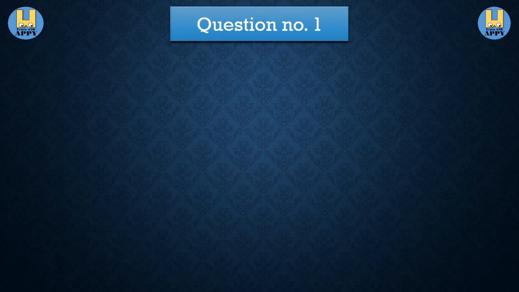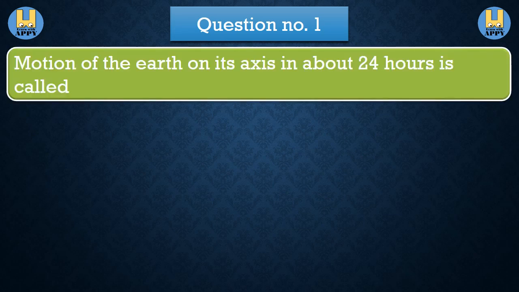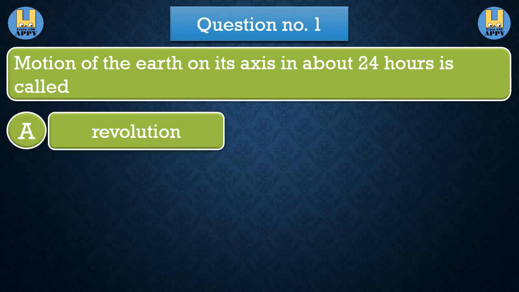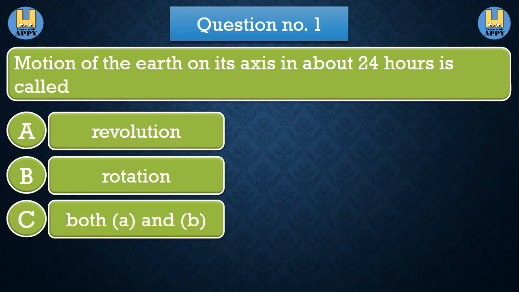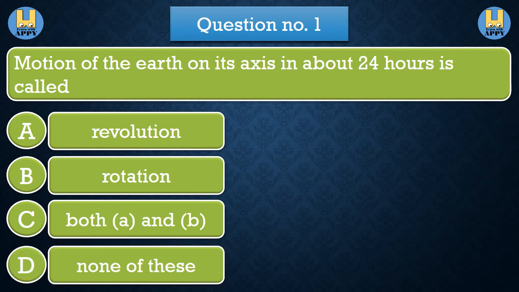Question number 1. Motion of the Earth on its axis in about 24 hours is called: Option A, revolution. Option B, rotation. Option C, both A and B. Option D, none of these.